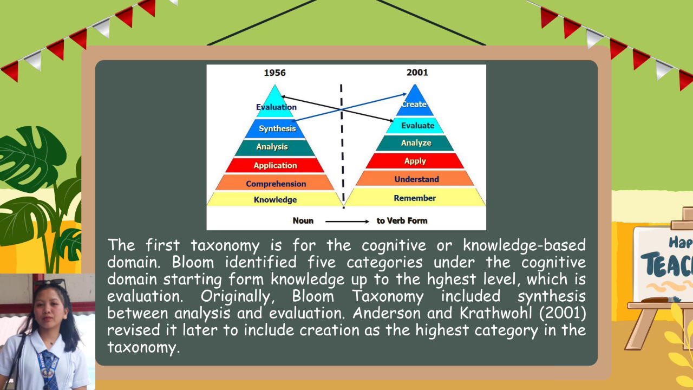For example, in this application, applying a mathematical formula to solve a new problem. So, the fourth one, po, is analyzing. This involves breaking down information into its component parts to understand its structure. It includes identifying motives, causes, or relationships. So, the next one, po, is synthesis. This level involves putting together parts to form a new whole and creating something new.